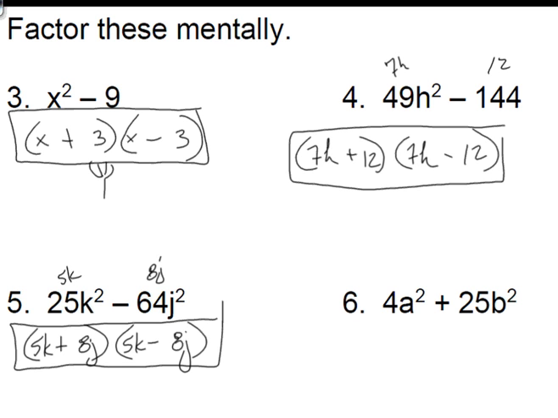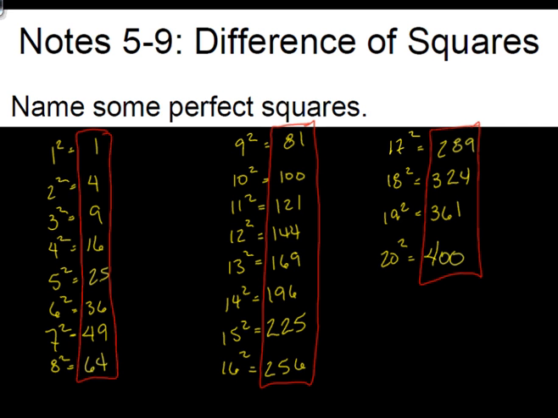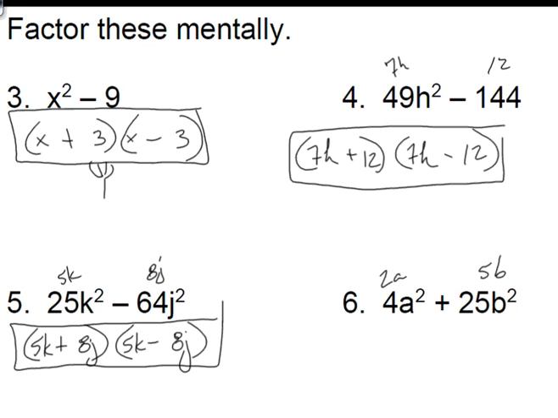Now looking at number 6, this one here's a perfect square, that's 2a. This one over here is a perfect square, that's 5b. But remember, we said we had to do the difference of squares. Uh-oh! That is not a minus sign. Since that's not a minus sign, it does not matter that these are perfect squares. We automatically stop right here and we write prime. At this point, we cannot factor these.